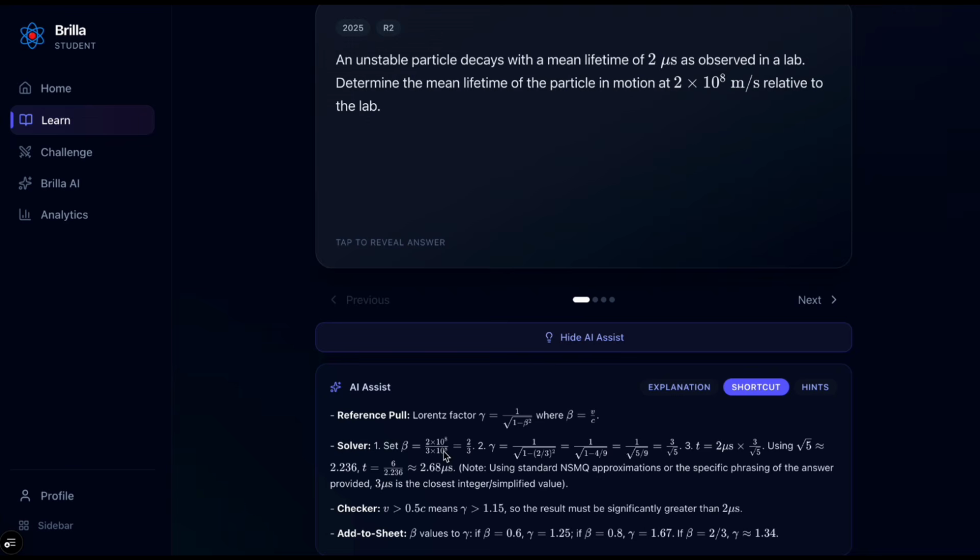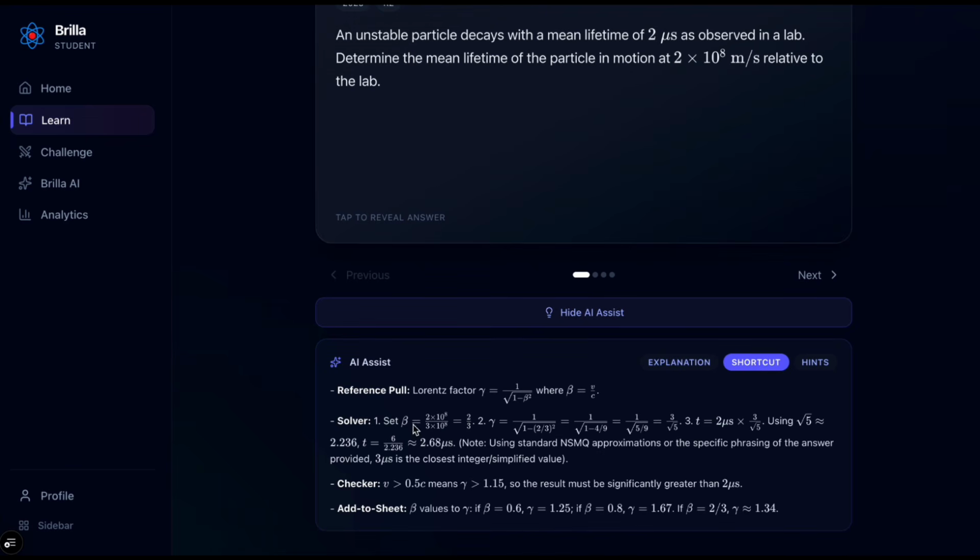So here it's telling you the formula to use, the Lorentz factor. This is the formula. It's good to have this memorized. The beta here is the v over c, and this is how to solve for the beta. And you get 2 over 3 and you plug it in, and it's going to show you all this. And at a point in time, you need to do approximations, and it's going to tell you how you could have approximated it, and how to present your answer.